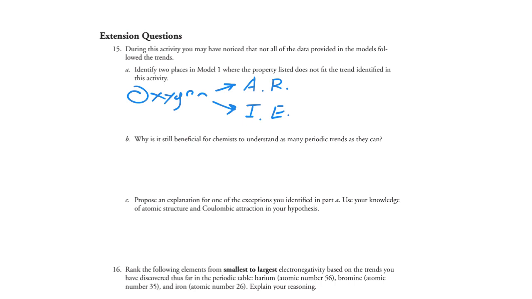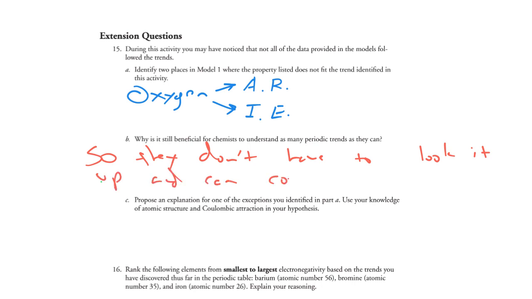So why is it still beneficial for chemists to understand as many periodic trends as they can? It's just so they don't have to look it up each time, and can compare atoms. We don't need to memorize the actual numbers. We just need to know which atom is either larger or more electronegative or has higher ionization energy relative to another.